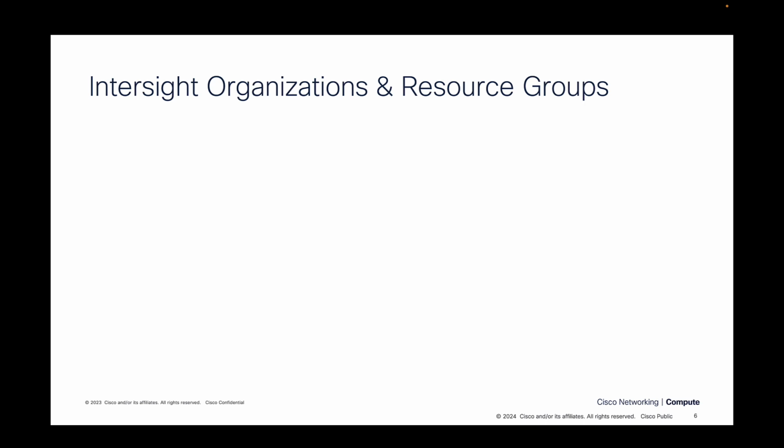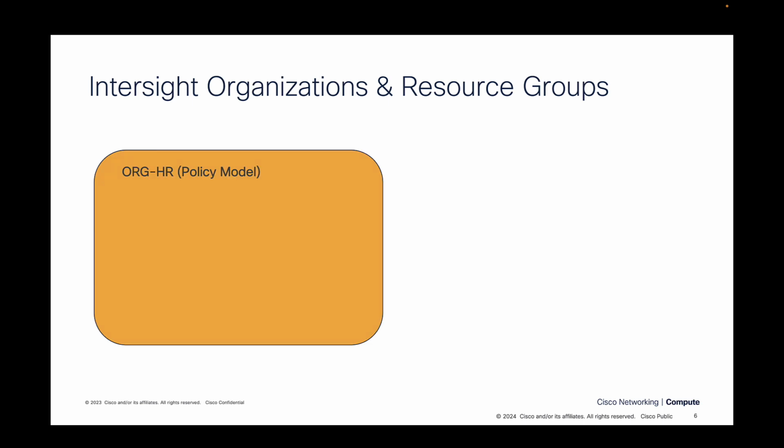I want to introduce orgs and resource groups from a visual perspective. Here we have an org, and we have the corresponding policy model for that org. This is a standard siloed org. We have pools, we have different policies for our server, connectivity policies, etc. We have finally our server profile template and finally server profiles.